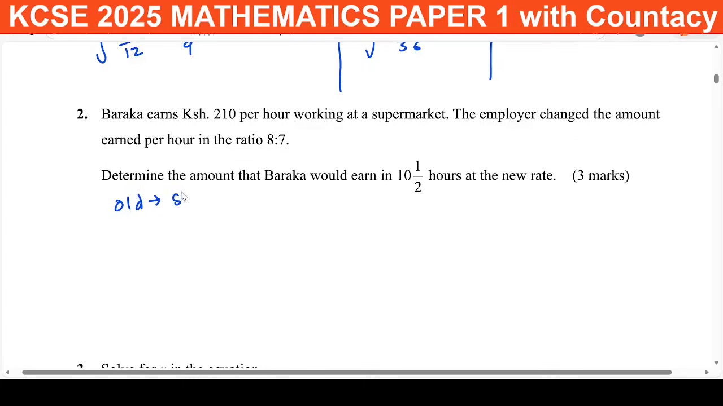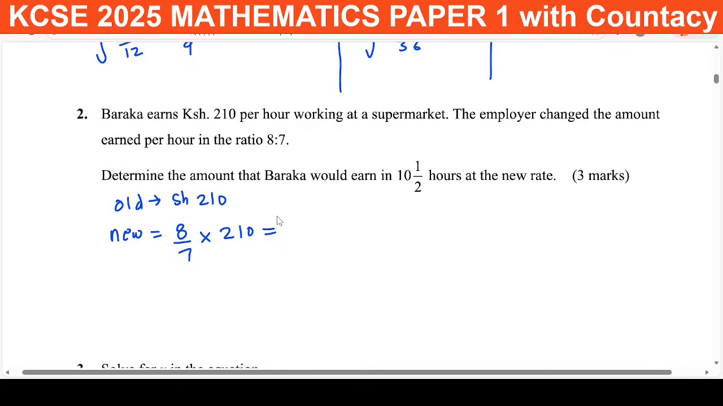That is shillings 210. We need to determine the new one. You see, the new one is now 8:7 of the old one. And when you've got a ratio 8:7, that implies that it is 8 that has been divided by 7, but then we are multiplying that with the old value because this is now the new ratio, the new amount, which is 8/7 multiplied by 210.